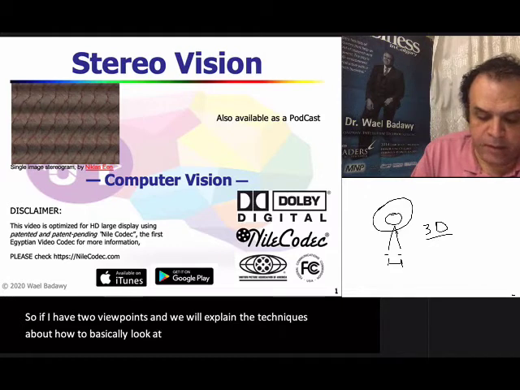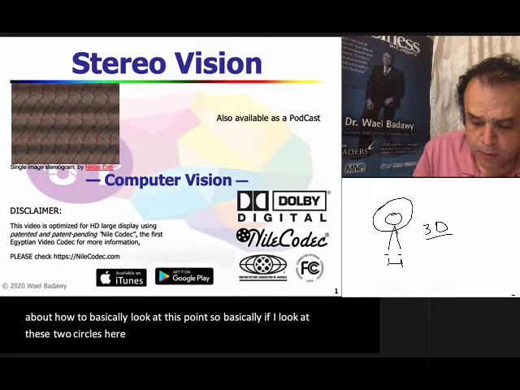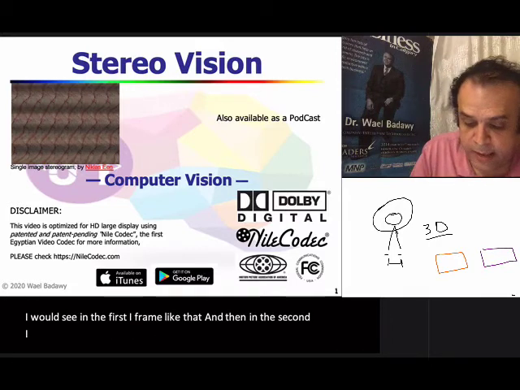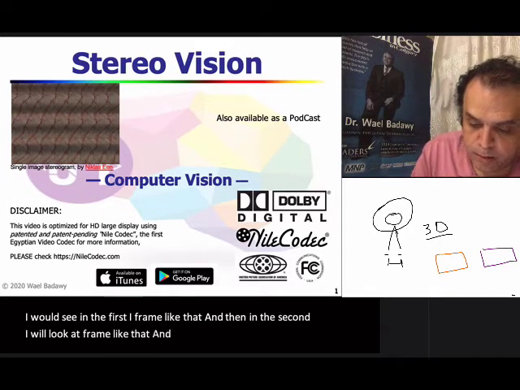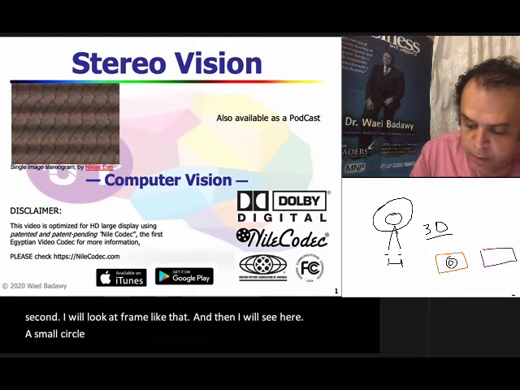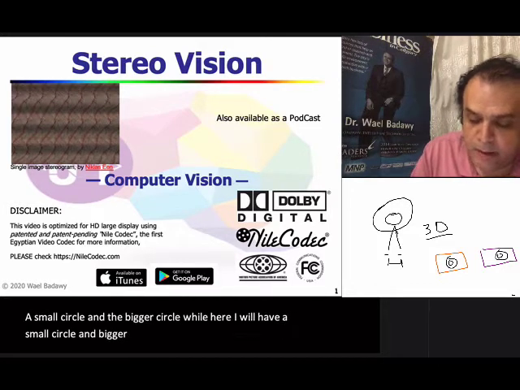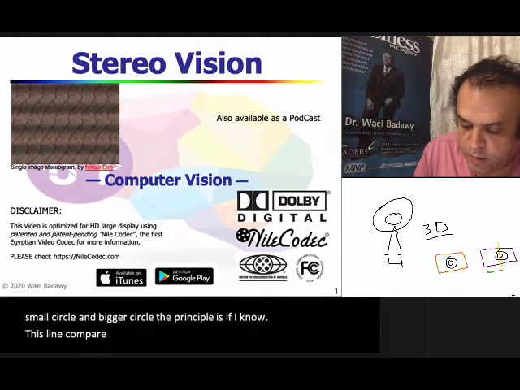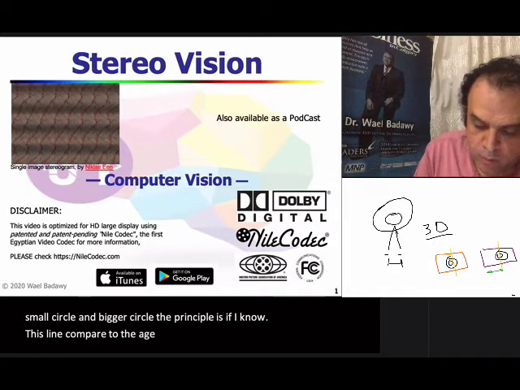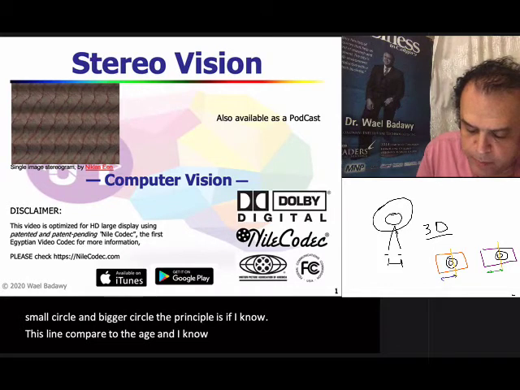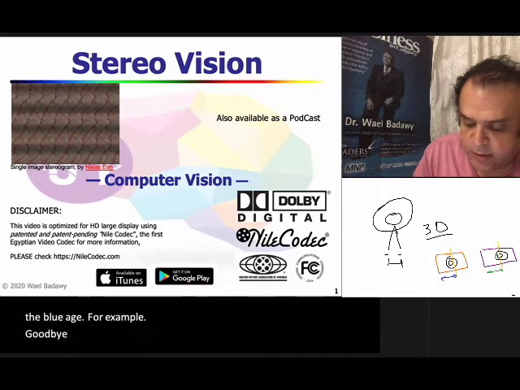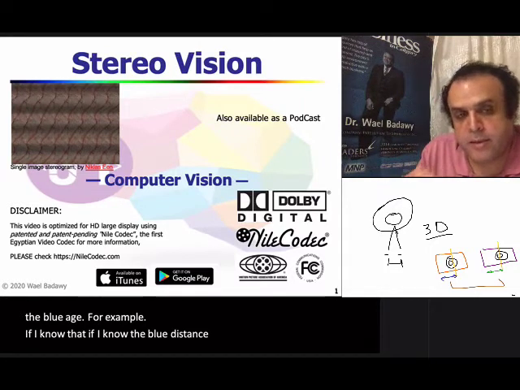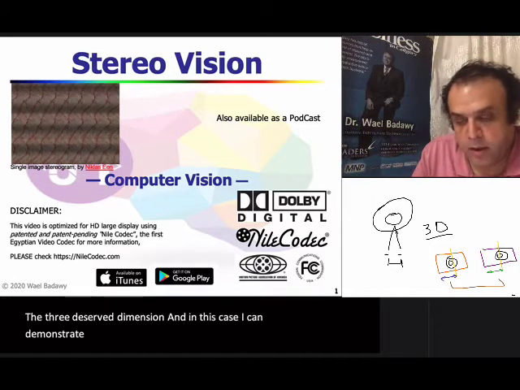So basically, if I look at these two circles here, for example, I will see in the first eye a frame like that, and then in the second eye, I will look at a frame like that, and then I will see here a small circle and a bigger circle, while here I will have a small circle and a bigger circle. The principle is, if I know this line compared to the edge, and I know this line compared to the blue edge, for example, if I know the blue distance over the green distance, I should be able to extract the third dimension, and in this case I can demonstrate a three dimension object using two different 2D images.